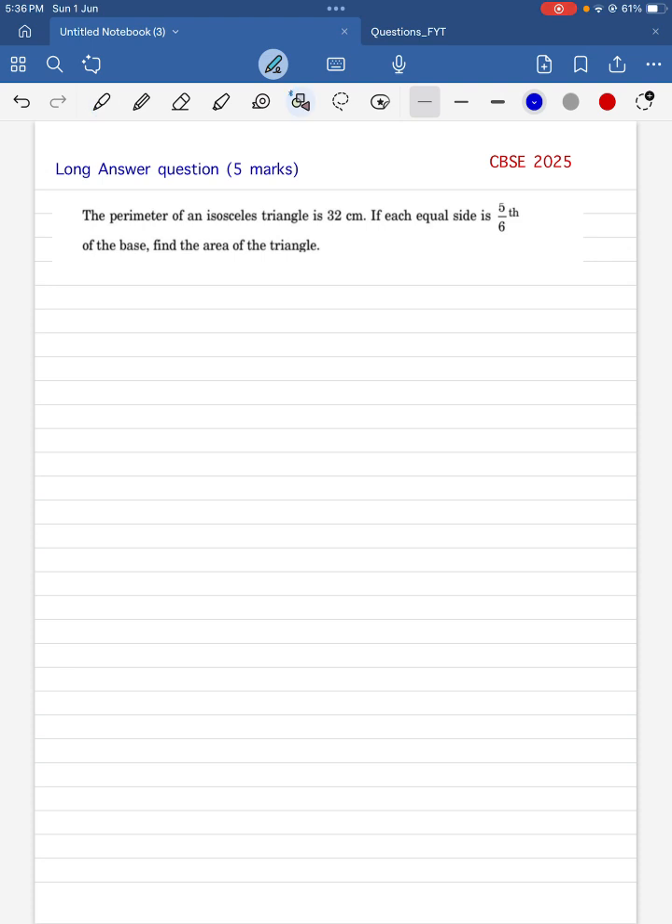Now you know that in an isosceles triangle, two of its sides will be equal to each other. So let me take the equal sides as x and the base as y. Now in the first part they've mentioned that the perimeter of the isosceles triangle is 32 centimeters. So let me form an equation using this.